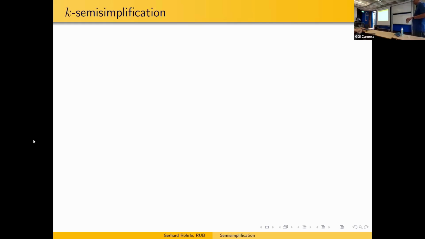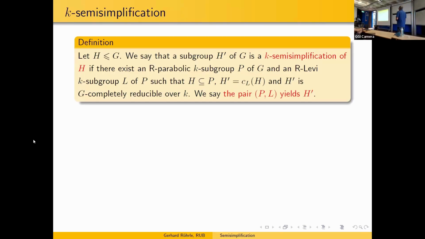But do something along the line here, as we've done with the GLN example at the very beginning. So here's the definition. I have a subgroup again, H. I have another subgroup H prime. Remember, we had an H and H prime in GLN. Same situation. We call this a K-semisimplification of H.